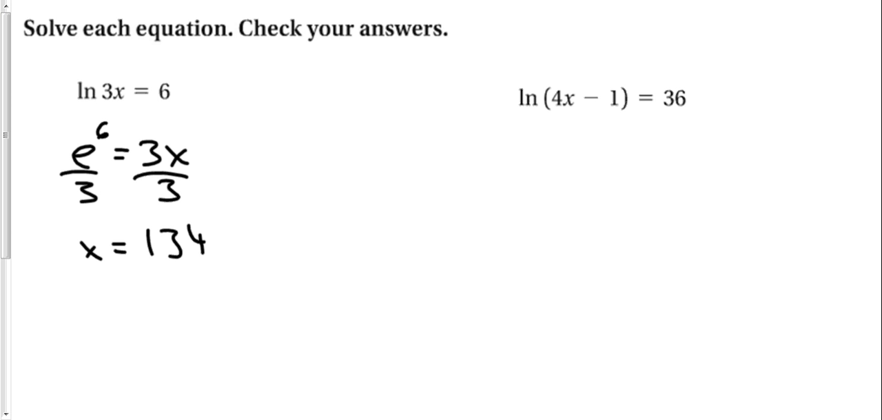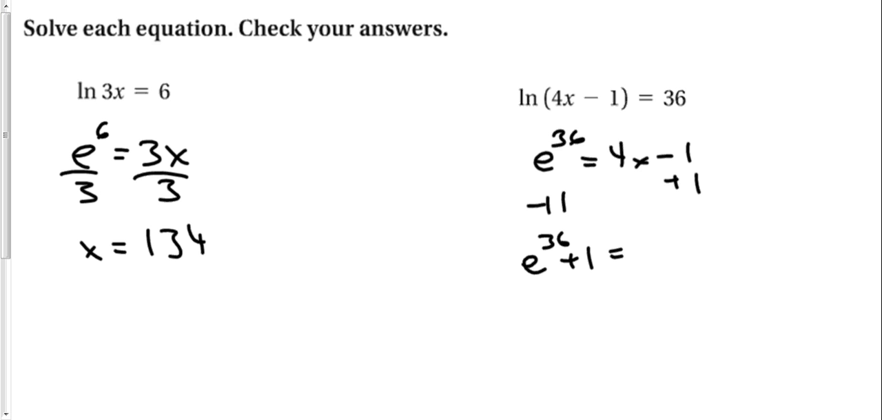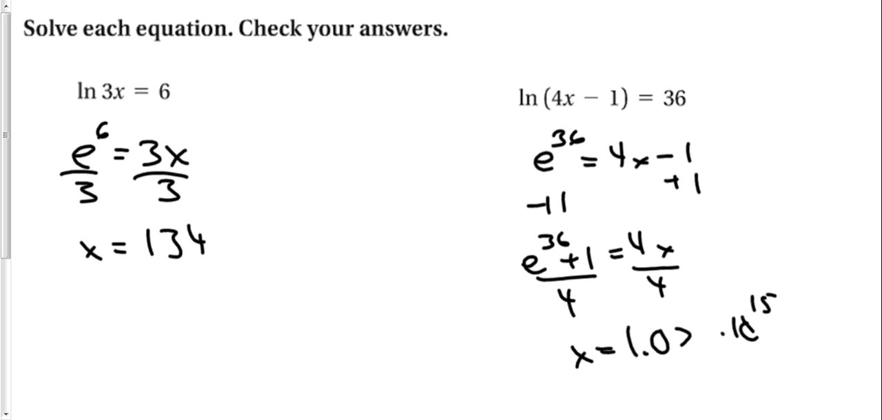Okay. We do the same thing over here. E to the 36th power is equal to 4x minus 1. Add 1 to both sides. Right, so we have e to the 36th power plus 1 equals 4x. Divide by 4. We have x is equal to e to the 36th power plus 1, divided by 4. We have a very big number, about 1.07 times 10 to the 15. Big number, lots of zeros.